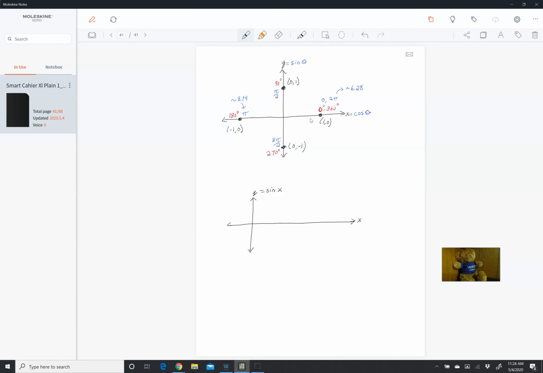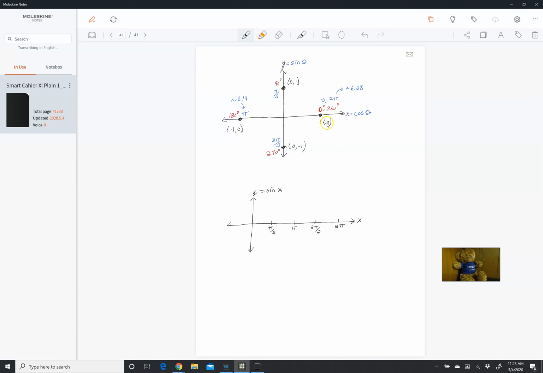Again, we're doing this in radians. So we're going to take the sine of 0, the sine of pi over 2, the sine of pi, the sine of 3 pi over 2, and the sine of 2 pi. These are angles that we already know the sine of.